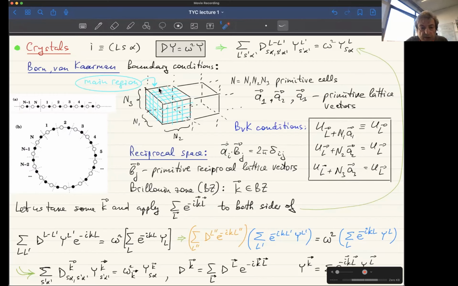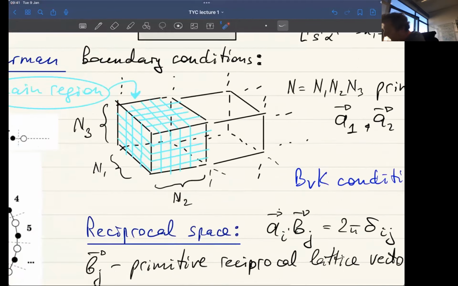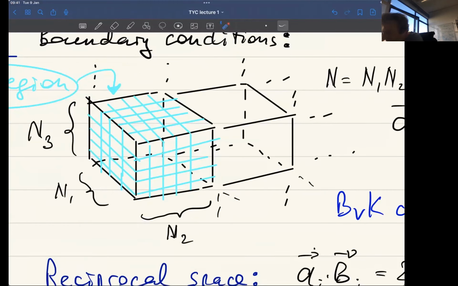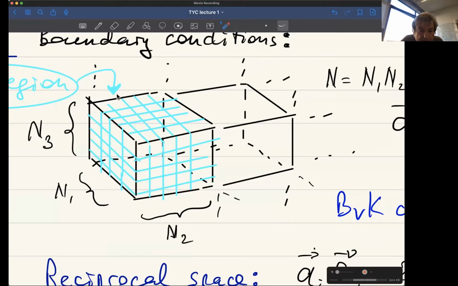So if you look at the atom which is next to this, maybe my pen can work actually. If you consider this atom, next to it will be the atom here. This would be the same as this one. So this is the idea of these periodic boundary conditions.